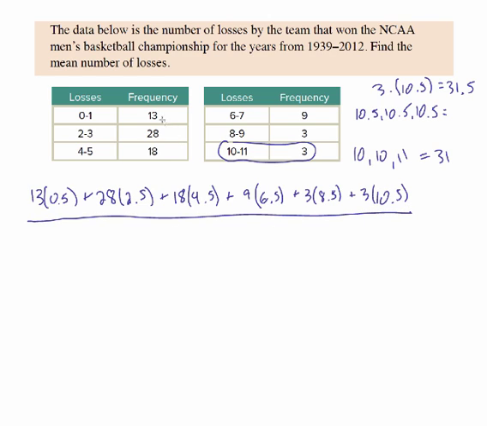Now if we add up the frequencies, 13 plus 28 is 41, plus 18 is 59, plus 9 is 68, plus 3 is 71, and 3 more makes 74. So there were 74 total teams. We have an estimate for the total number of losses from those 74 teams. You divide by the number of teams, and what should pop out is the mean number of losses. And that works out to be about 3.7. So there is our estimate for the mean number of losses by the NCAA champions in the men's tournament from 1939 to 2012.